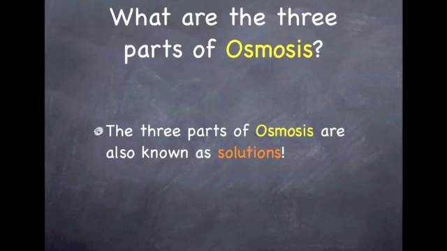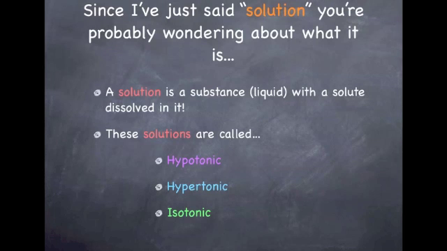What are the three parts of osmosis? The three parts of osmosis are also known as solutions. Since I've just said solution, you're probably wondering what in the world it is. A solution is a substance with a solute dissolved in it. These solutions are called hypotonic, hypertonic, and isotonic.